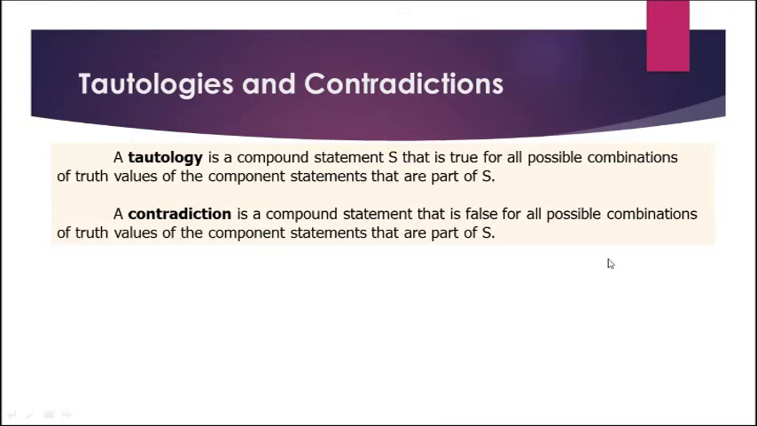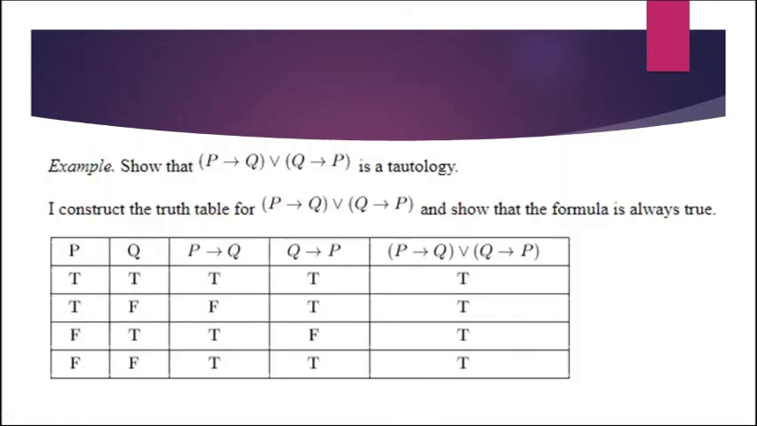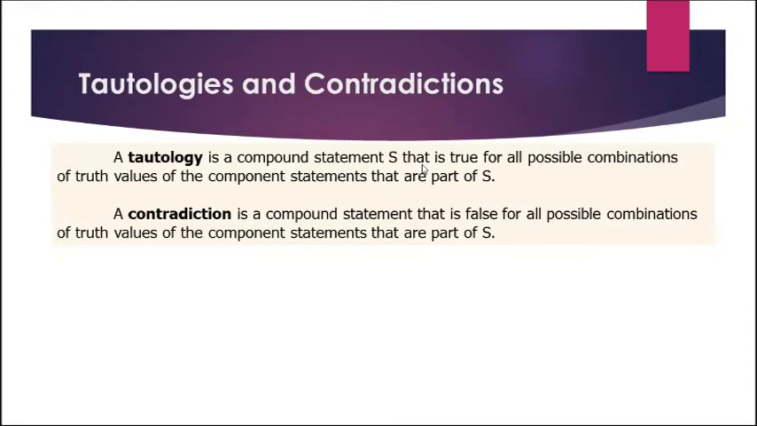So by this time, we're going to have your D, tautology. Okay? We have your example. Show that P implies Q or Q implies P is a tautology. When we say tautology, all of our statements must be true for all possible combinations of truth values. So, they must all be true. That will be our answer.